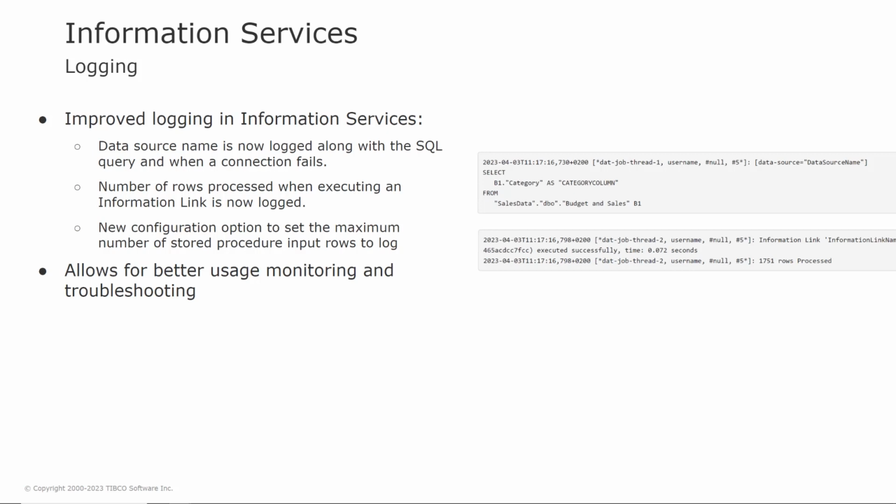A number of improvements have been done to the information services logging in recent releases to allow administrators to more easily monitor the usage and do troubleshooting. So the data source name is now logged when a connection fails. The data source name is now logged along with the SQL query. The number of rows processed when executing an information link is now logged. And there is a new configuration option to set the maximum number of stored procedure input rows to log. This allows for better usage monitoring and troubleshooting.